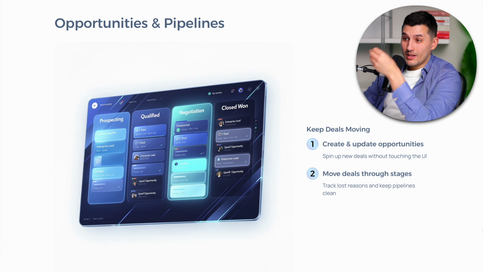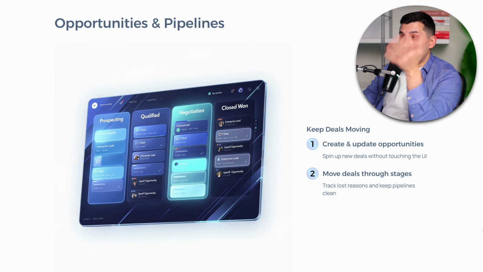Now, the next category that Ask AI can help us with is the opportunities and pipelines. So it can create, update opportunities, move deals through the stages, and give you reports on maybe stale opportunities that have been sitting there for some time. Again, it's good for audit. It's good to take actions. Here's an example.